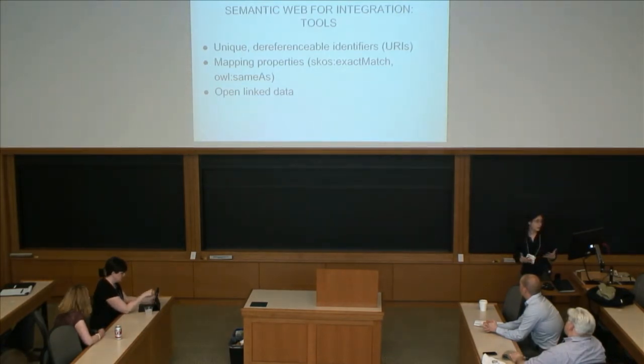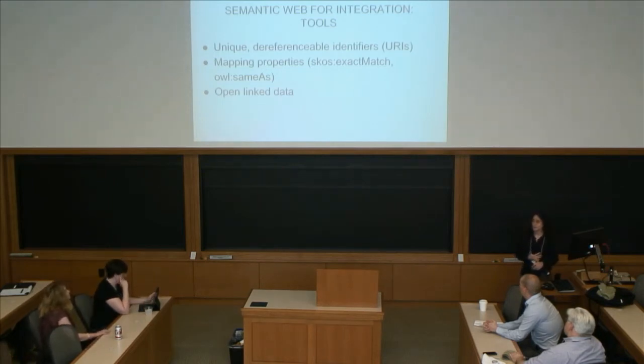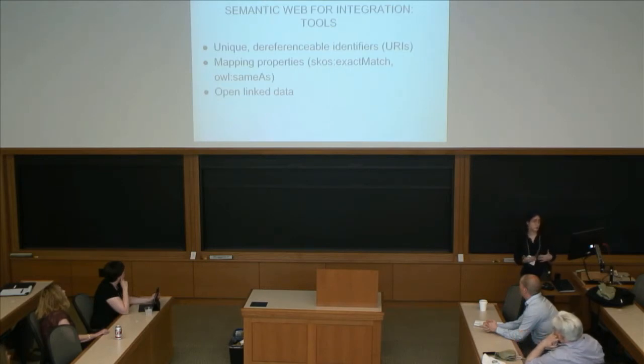We make use of some very, very basic tools. Unique dereferenceable identifiers, or URIs. Those are essentially identifiers that can be copied and pasted into the address bar of a web browser and at that point cause information to be returned. We use mapping properties, and again, this is a very, very basic semantic web toolkit. It's not extremely fancy, but very meat and potatoes useful tools.